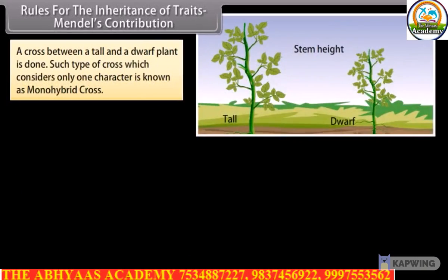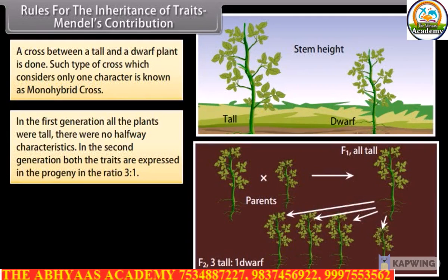A cross between a tall and a dwarf plant is done. Such type of cross which considers only one character is known as Monohybrid Cross. In the first generation, all the plants were tall. There were no halfway characteristics. In the second generation, both the traits are expressed in a progeny in the ratio 3:1.